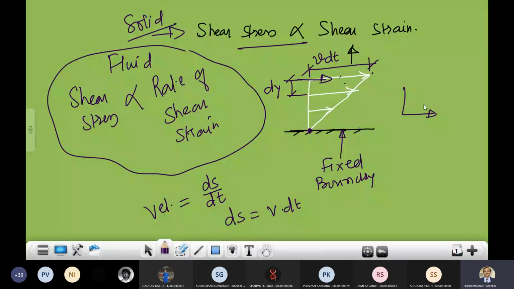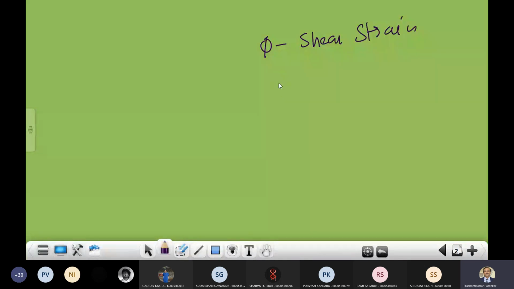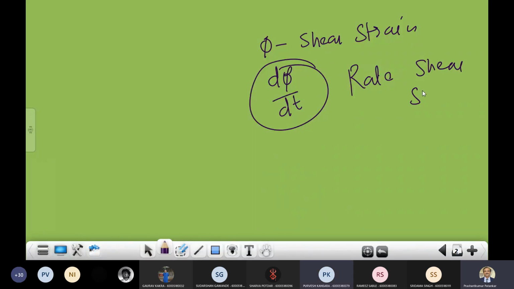If this subtended angle at any moment is, say, phi, then this phi is nothing but your shear strain. But here that angle phi is going to change with respect to time, and that's the reason I said the rate of shear strain. What do you mean by the rate of shear strain? Suppose phi is your shear strain. Then d phi by dt is nothing but the rate of shear strain. Am I clear? Yes, sir. And we are saying that tau is directly proportional to d phi by dt.